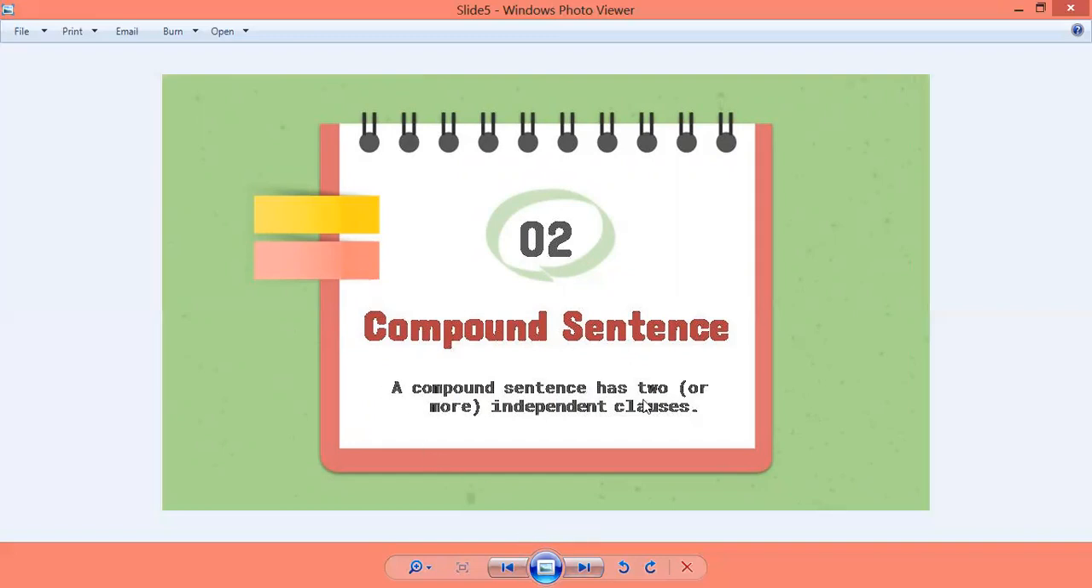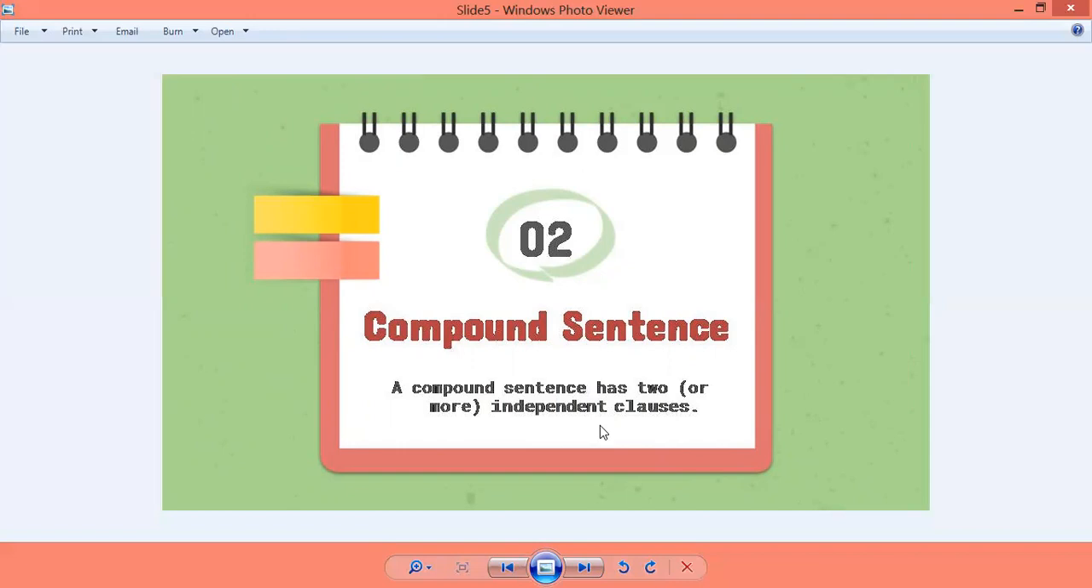A compound sentence has two or more independent clauses. जो हमारा simple sentence था उसके अंदर सिर्फ एक independent clause हुआ करता था. But when it comes to compound sentence, there are going to be two independent clauses. See, there is going to be a lot of confusion when it comes to compound sentence and complex sentence क्योंकि दोनों में दो clauses आने वाले हैं. But the main difference over here is that this one has two or more independent clauses. एक independent clause होगा तो वो बन जाएगा simple sentence. एक से ज्यादा है तो वो बन जाएगा compound sentence.